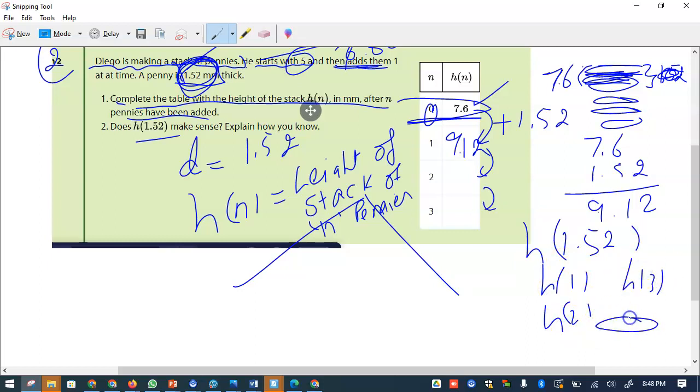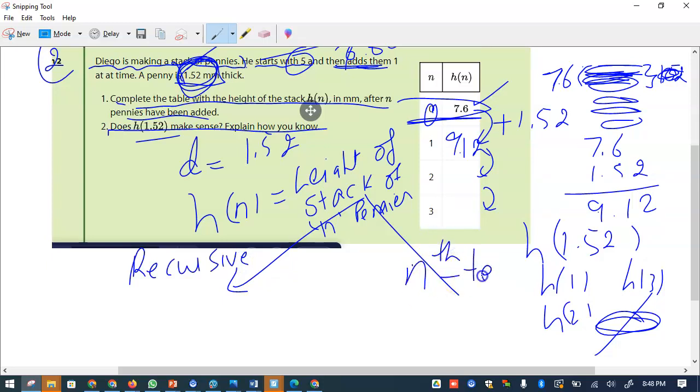I can't cut a penny into two parts. It has to be only one. And that's why this does not make sense. And if I want to write the recursive definition here, I really want you to write this on your paper. This is the nth equation or nth term.